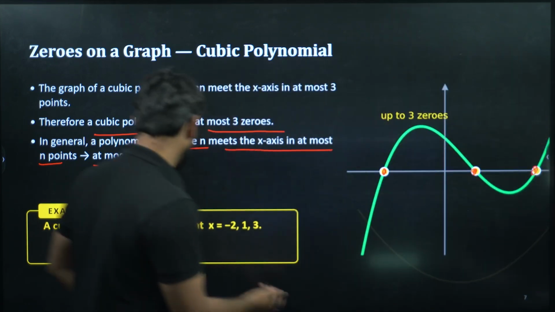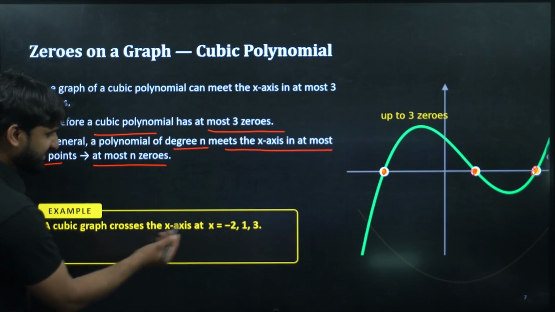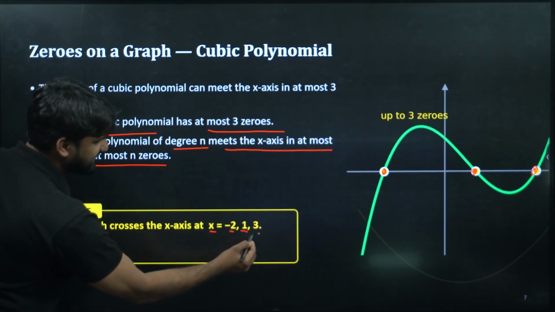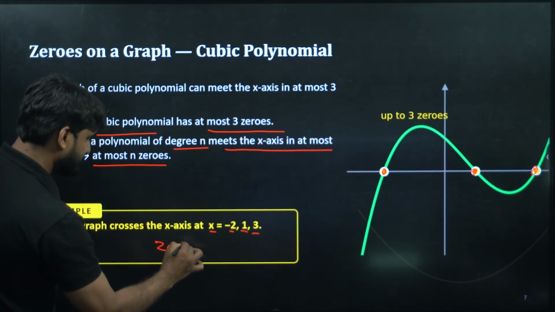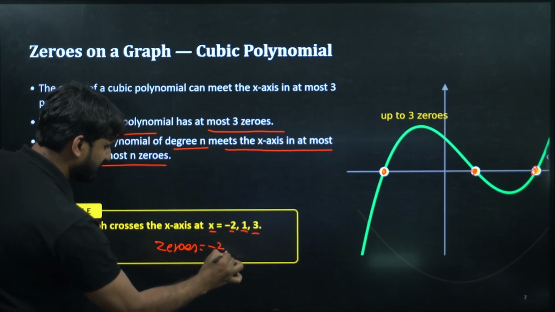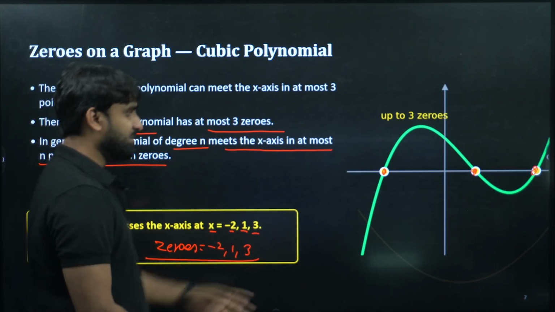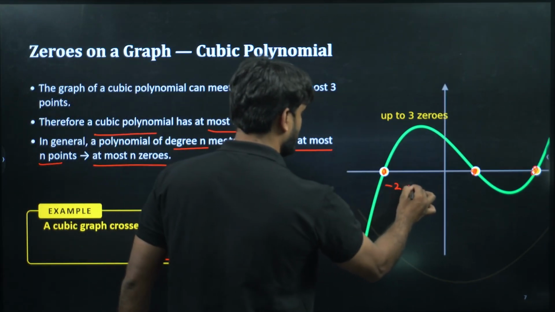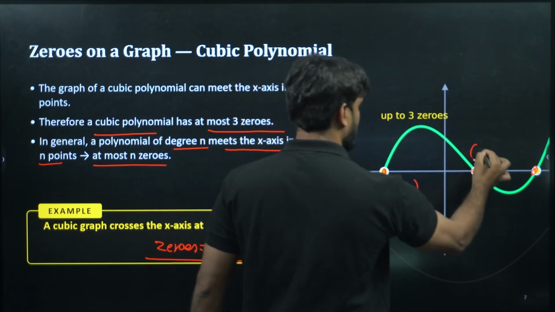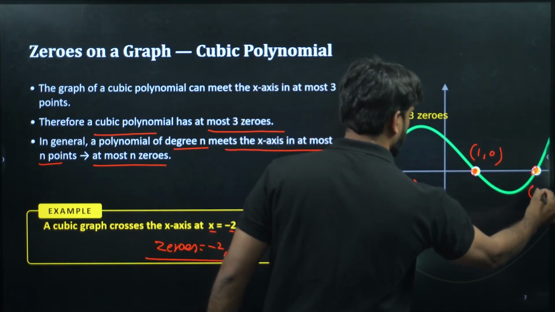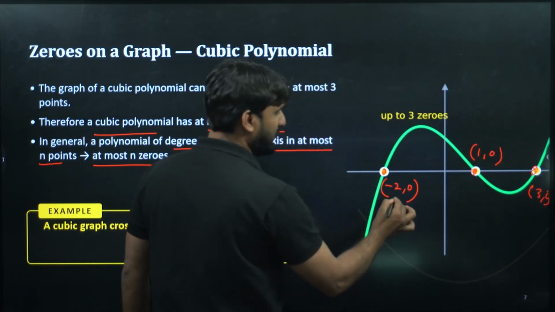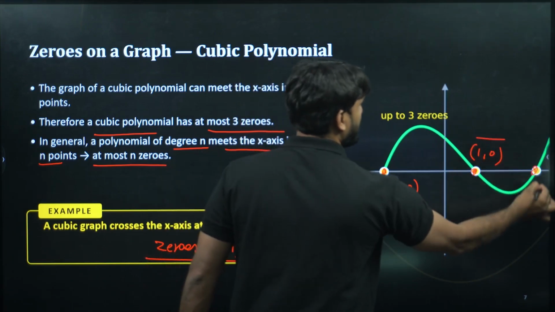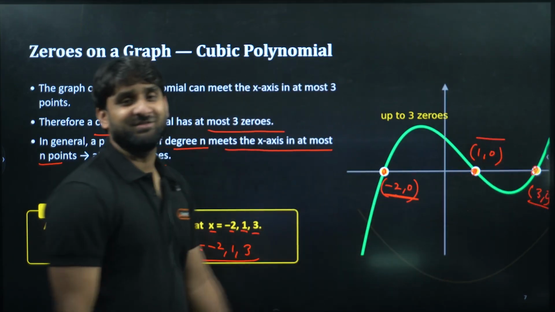And the question we have is, a cubic graph crosses the x-axis at this. So zeros will be this. Zeros will be -2, 1, 3. For example, this will be (-2, 0), this will be (1, 0), and this will be (3, 0). Can you see, in all 3 points, the y coordinate is 0.